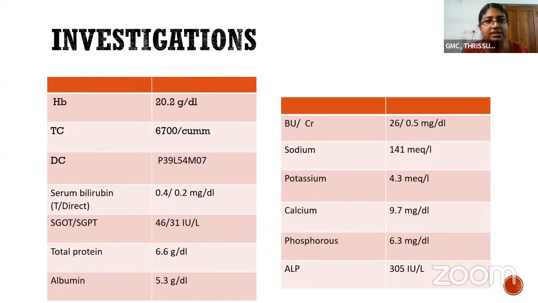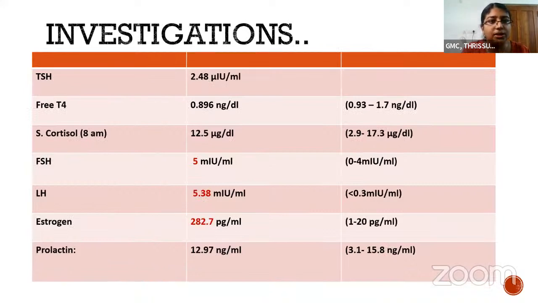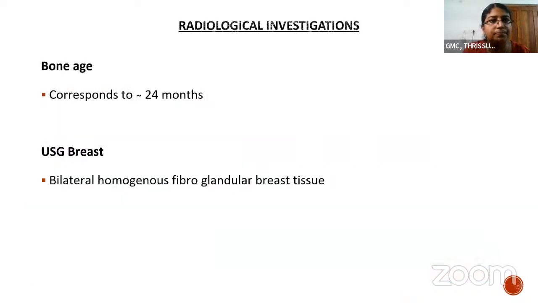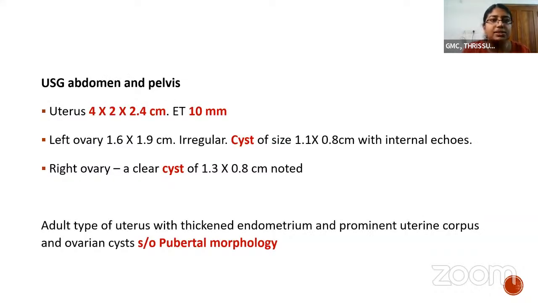Then coming to the investigations, blood routine examination was normal. Hormonal studies showed normal thyroid function test and cortisol. FSH was slightly elevated. LH and estrogen were markedly elevated. Serum prolactin was normal. Bone age was advanced, corresponding to around 24 months. USG confirms the presence of bilateral homogeneous fibroglandular breast tissue. USG abdomen and pelvis showed an adult type of uterus with a thickened endometrium and prominent uterine corpus and ovarian cyst, suggestive of pubertal morphology.